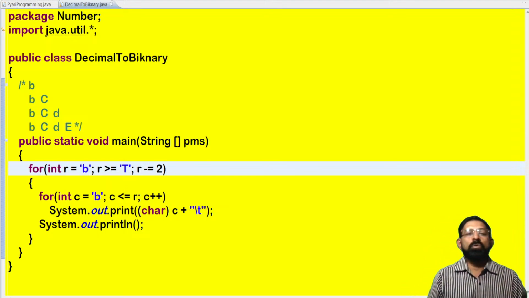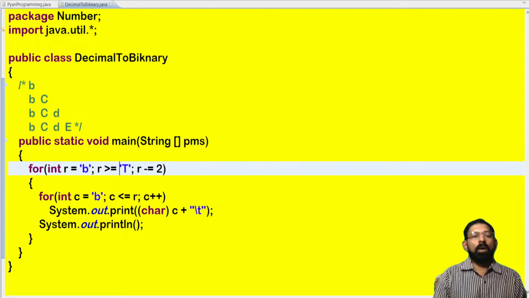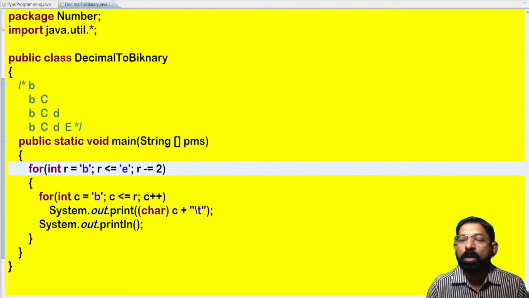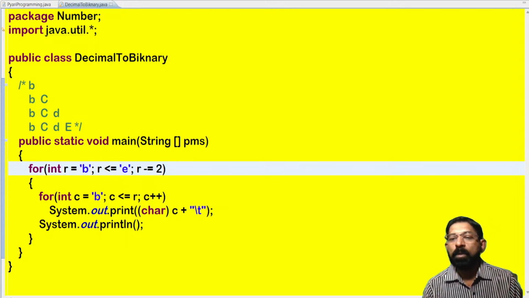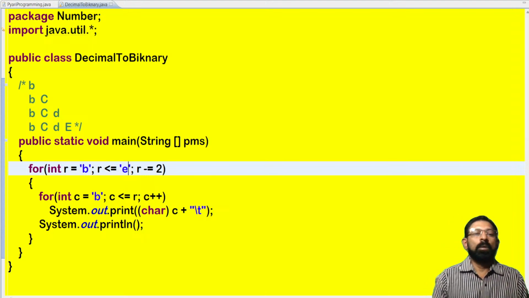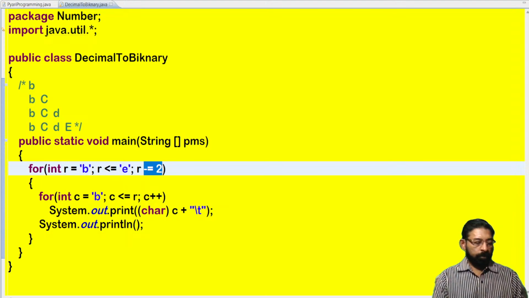R is less than or equal to E. Okay. R is less than or equal to E. Lowercase or uppercase? Given lowercase. Okay. Then it is R plus plus or R minus minus.